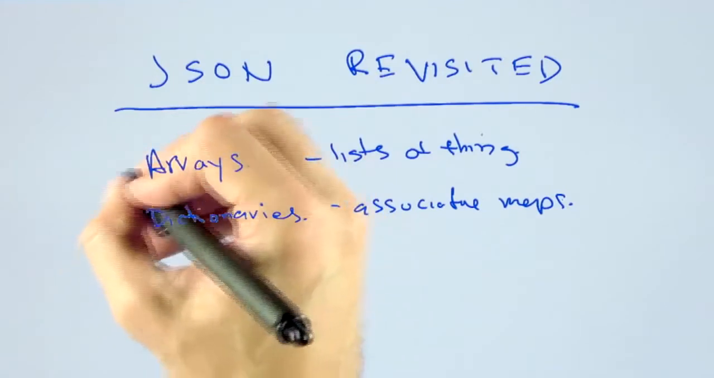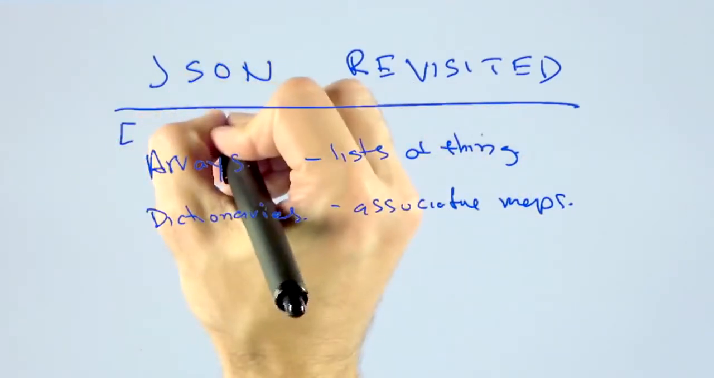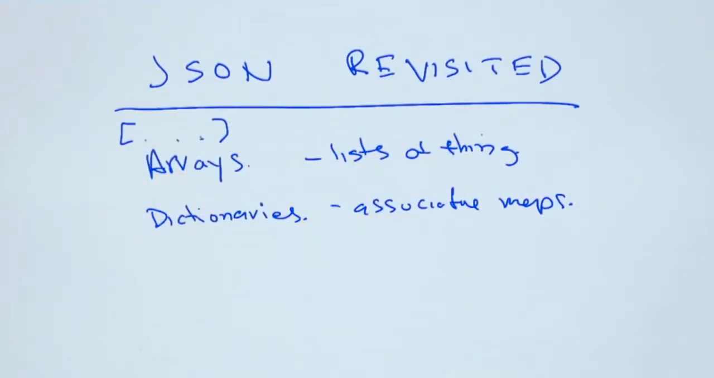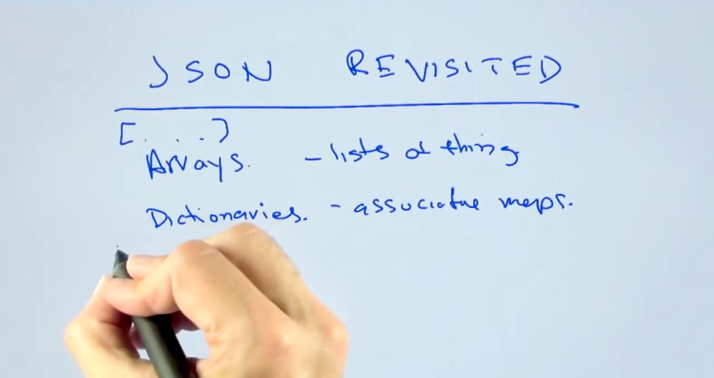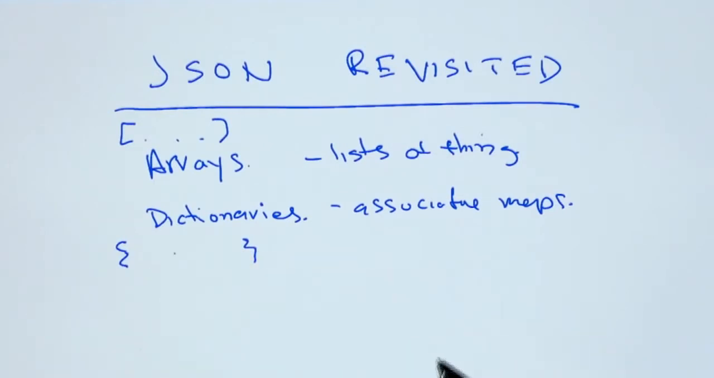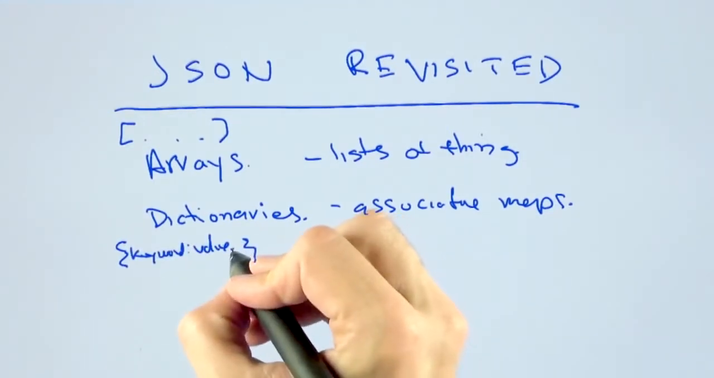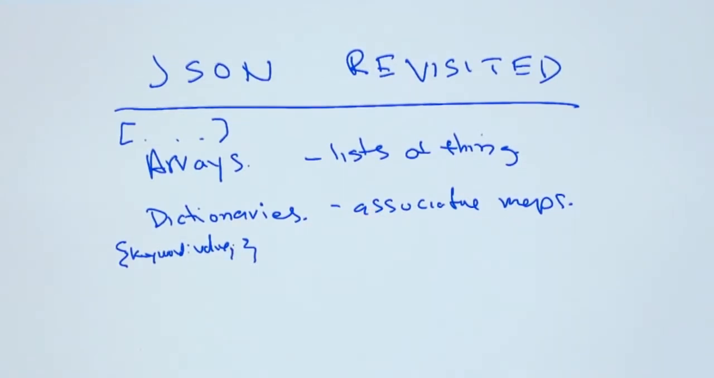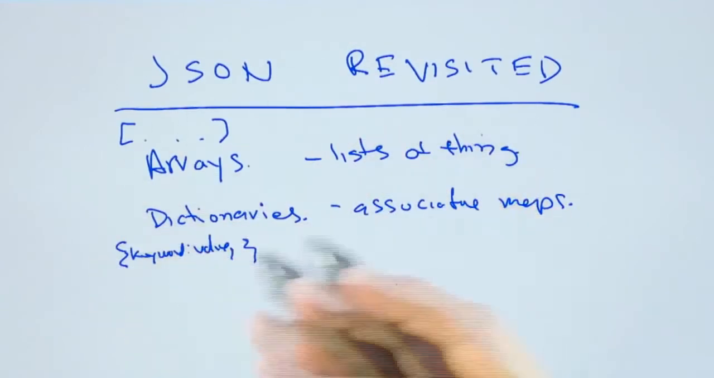So an array inside JSON is represented using square brackets, and then a list of items between. And a dictionary is represented using the curly braces, and it's a bunch of keyword and value pairs. There's a keyword, colon, and then a value. And there can be arbitrary numbers of these separated by commas. Those are the only two data structures inside JSON. And they're all just combined, and they can be nested in arbitrary ways.